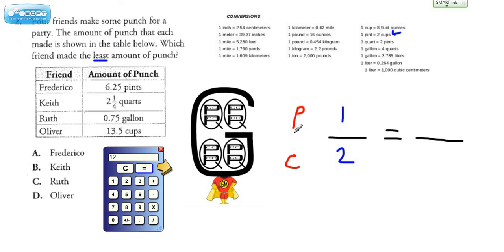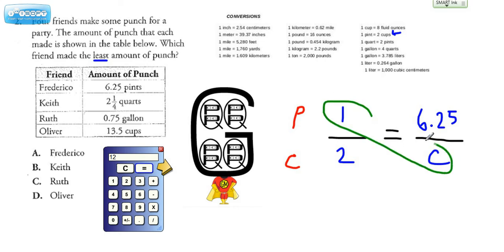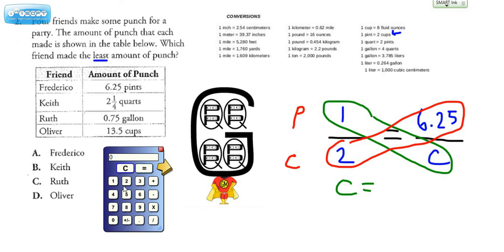So we want to convert everything to cups, and we know that we have 6 25/100 pints. And we're trying to figure out how many cups that is. If we use our cross products, 1 times C is C, and we just have to multiply these 2 numbers together. Let's do it on the calculator. We have 2, and we multiply that by 6 25/100. And we get this. All right, so that's how many cups we have. Let's put that next to it.